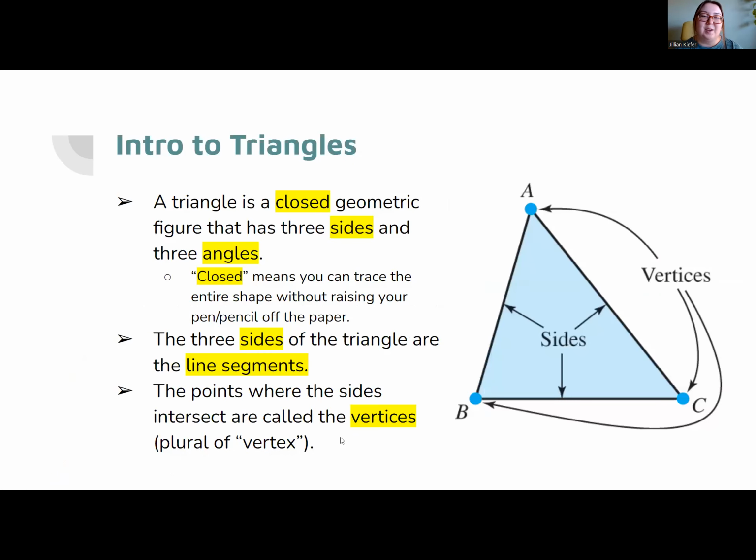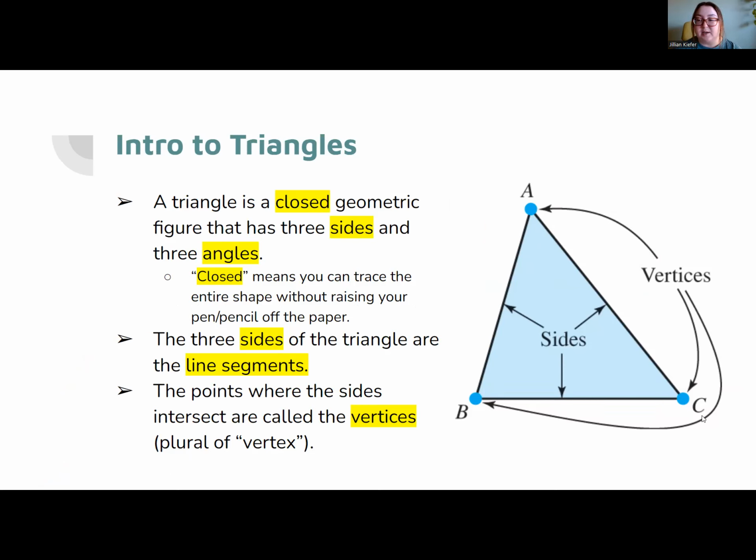Intro to triangles. A triangle is a closed geometric figure that has three sides and three angles. Closed just means that you can trace the entire shape without raising your pen or pencil off the paper, like a continuous image. So we see each one of these sides are the length sides, and each inner corner here is called an angle. The three sides of the triangle are the line segments.